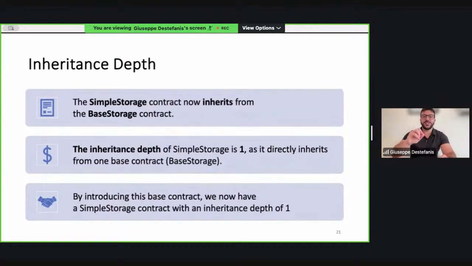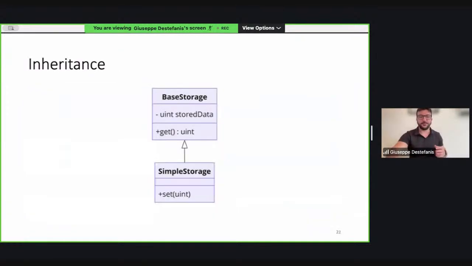Now, simple storage is inheriting from base storage. So the inheritance depth is 1 because it's inheriting from base storage. And in this way, this metric is telling me the depth of the inheritance that I have when I'm analyzing a contract.